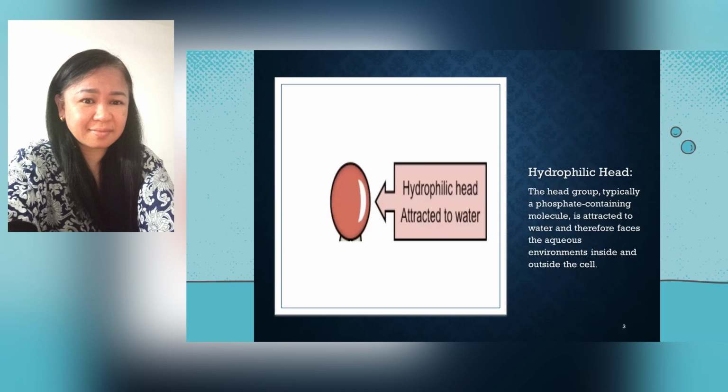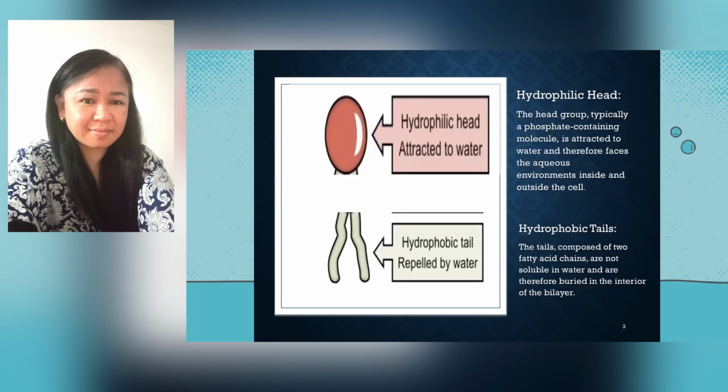This is the hydrophilic head. The head group, typically a phosphate containing molecule, is attracted to water and therefore faces the aqueous environment inside and outside the cell. And this is the hydrophobic tails. The tails, composed of two fatty acid chains, are not soluble in water and are therefore buried in the interior of the bilayer.